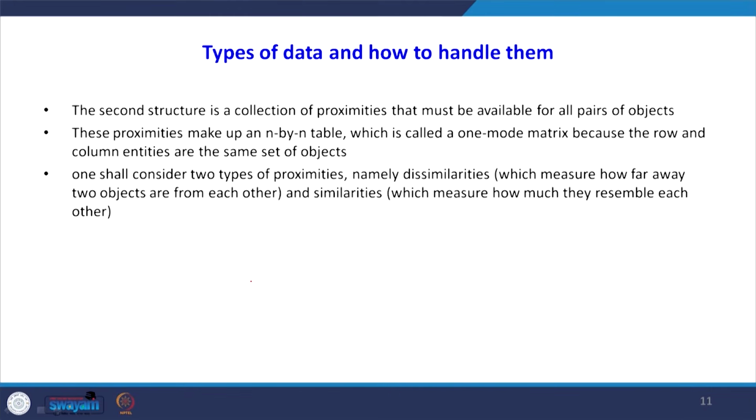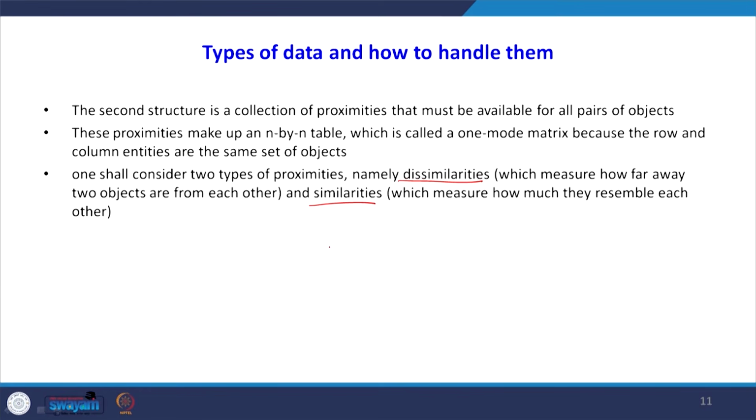The second structure is a collection of proximities that must be available for all pairs of objects. These proximities make up an n by n table, which is called a one-mode matrix, because the row and the column entities are the same set of objects. One shall consider two types of proximities, namely dissimilarities, which measure how far away two objects are from each other, and similarities, which measure how much they resemble each other.